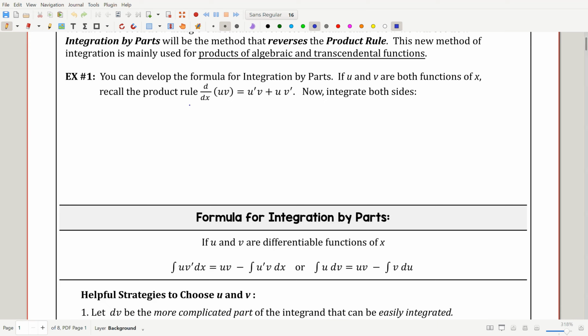So I'm just going to write the integral of d/dx of uv, which equals the integral of u prime v plus uv prime. There is no dx there because that dx is kind of baked into the primes, and the dx is kind of baked into the fact that we've taken the derivative of uv. So that is good math. That is correctly written.